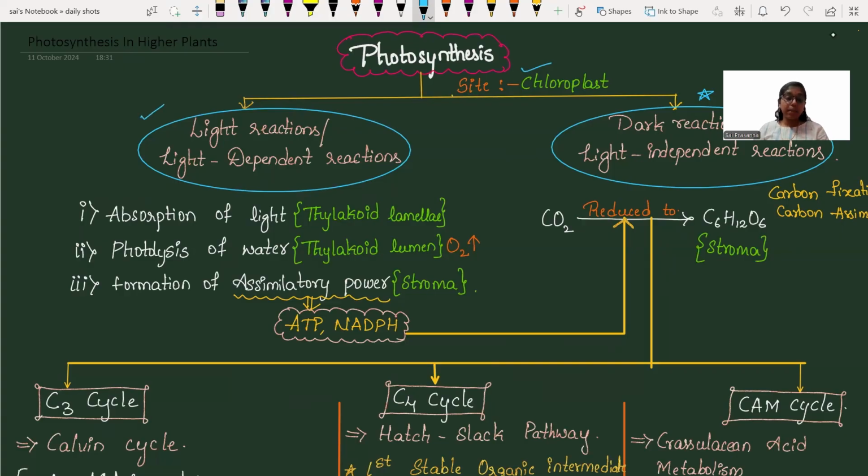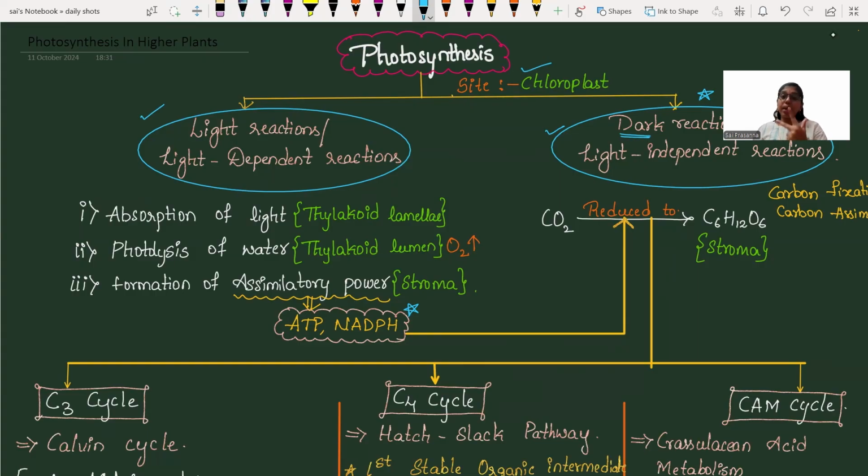Those are light dependent reactions, which are directly dependent on light, and the other are called light independent reactions. Calling light independent reactions dark reactions is a misnomer, as these are not directly dependent on light, but they are dependent on the products of light reaction. It doesn't mean that they are taking place in the dark. It just means that they are not directly dependent on light; they are dependent on the products of light reaction.